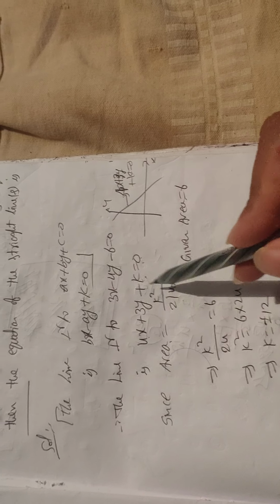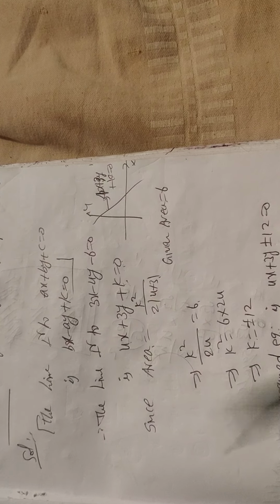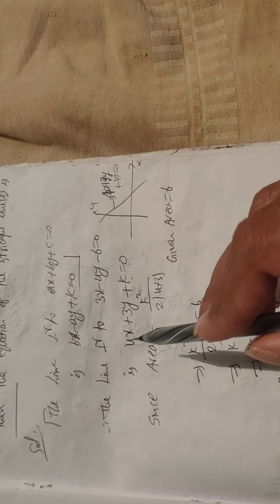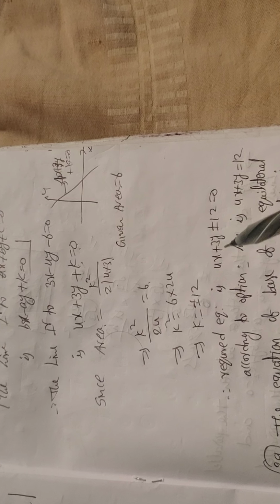So k square by 2 into 4 into 3 is equal to 6 square units, that is k square is equal to 6 into 24. So 6 times 24 is 144, so k square is equal to 144, which means k is equal to plus or minus 12. Substitute here: 4x + 3y plus or minus 12 = 0. For the 28th question, they gave 4x + 3y = 12. If we take minus 12, we get 4x + 3y minus 12 = 0, that gives 4x + 3y = 12. This is the answer for this question.